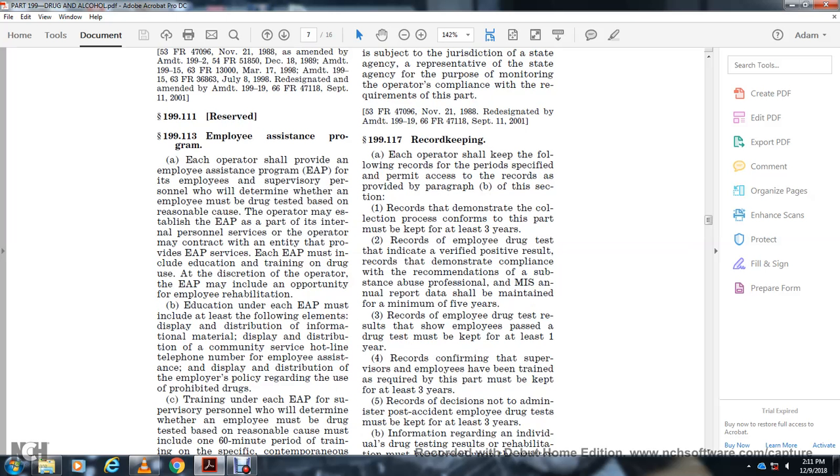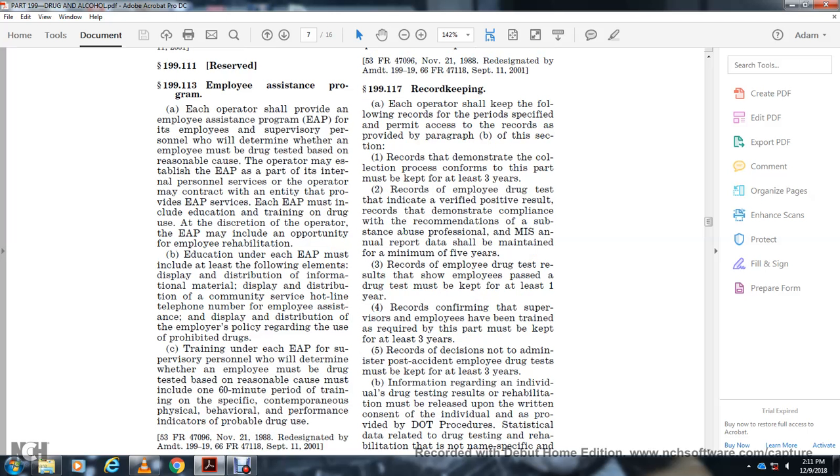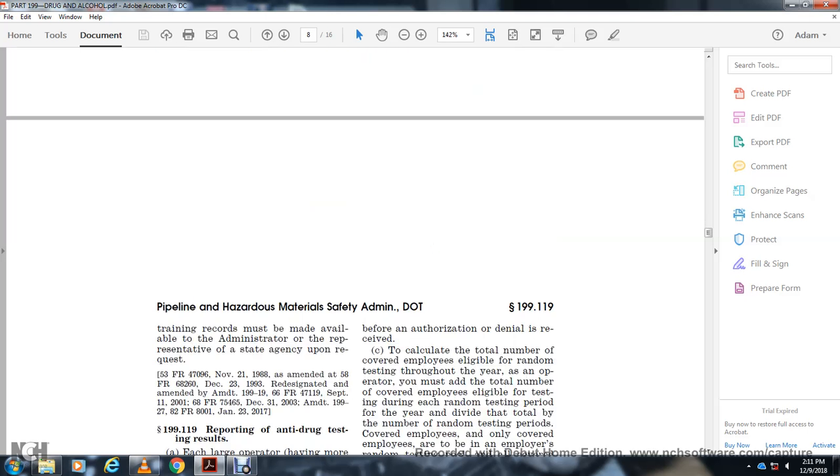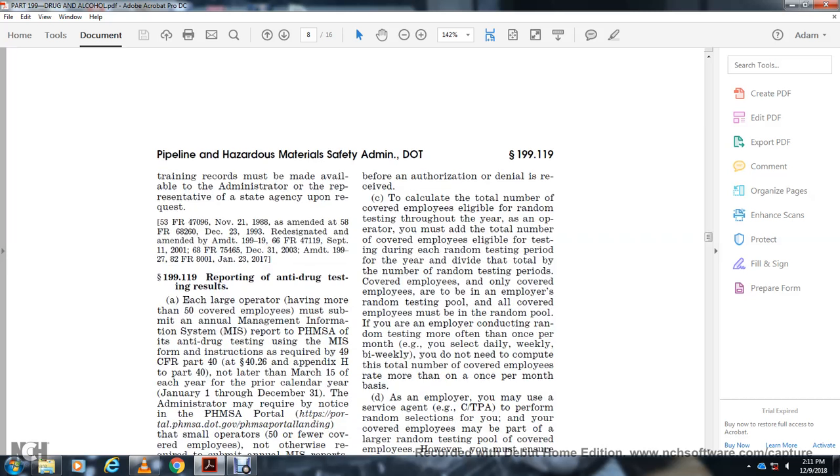Records of the decision not to administer a post-accident employee drug test must be kept for at least 3 years. Information regarding an individual's drug test results resulting in rehabilitation must be released upon written consent of the individual, provided with the procedure. Statistical data related to drug testing and rehabilitation is not named specifically. Training records must be made available to the representative of the state agency upon request.